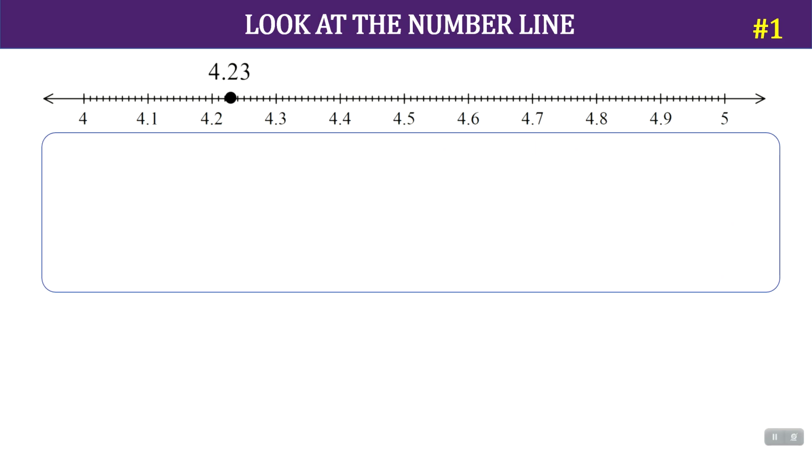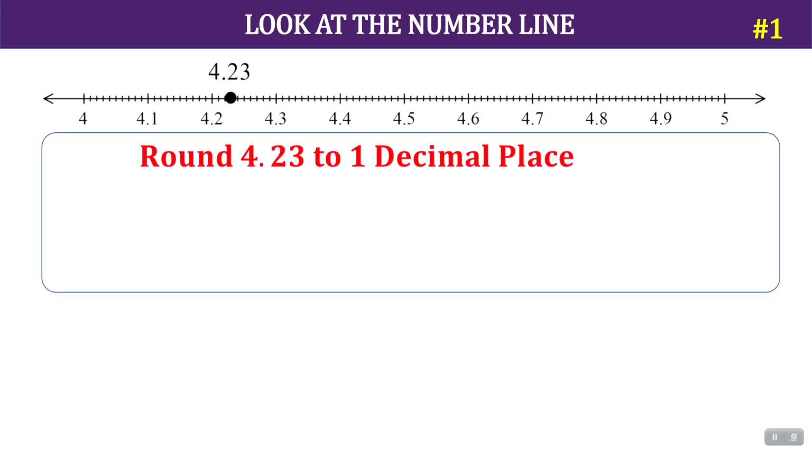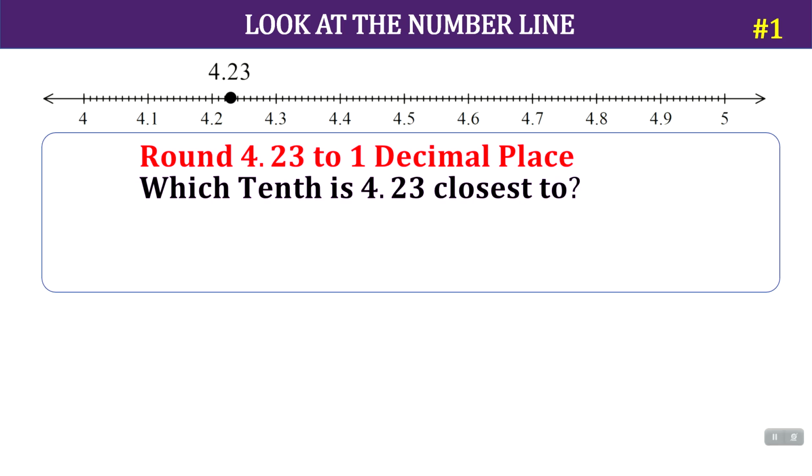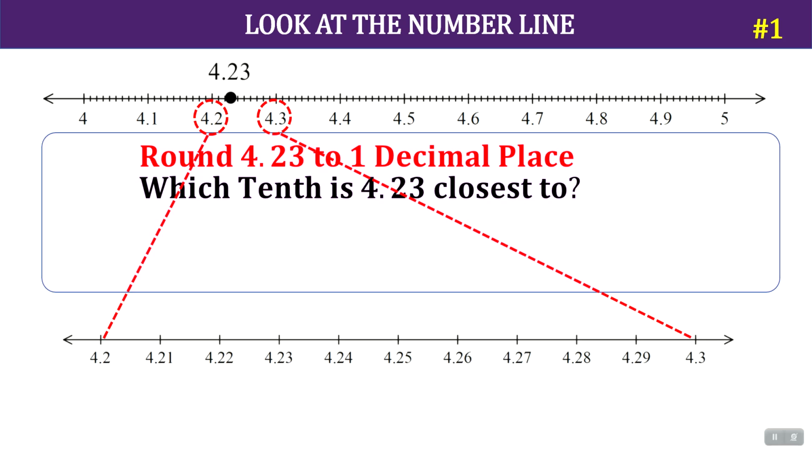4.23 is shown on the number line between 4 and 5. And if we wanted to round 4.23 to one decimal place, we need to find out which tenth 4.23 is closest to. If we look a little closer, we see that it is between 4.2 and 4.3. And if we extend that out and we look at the number line between 4.2 and 4.3, we can see we have numbers like 4.21, 4.22, and so on. And here's 4.2 and here's 4.3. We can see that 4.23 lies here. But which tenth is that number closest to?